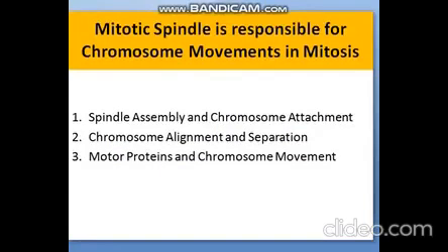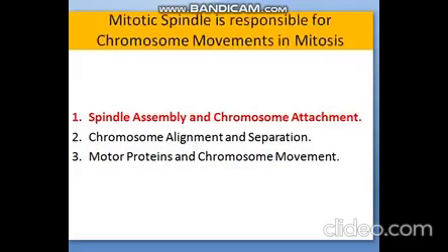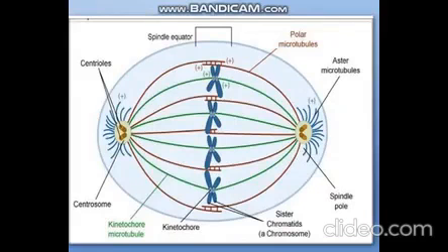The mitotic spindle is responsible for chromosome movement in mitosis. Well, this is the mitotic spindle. It is formed of microtubules, right? And for the spindle assembly, there are three steps: spindle assembly and chromosome attachment. After the attachment, chromosomes must be aligned together and then separated. And the third and last part is the motor proteins, which force the chromosomes to move to their respective poles. So these three steps are here, and we will study them one by one.